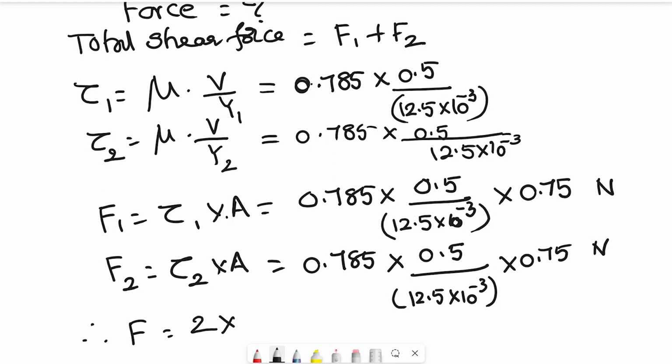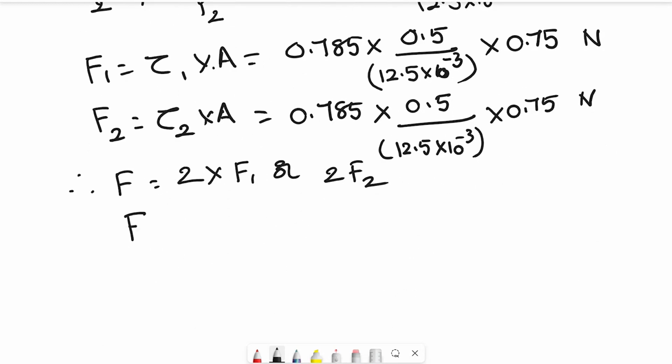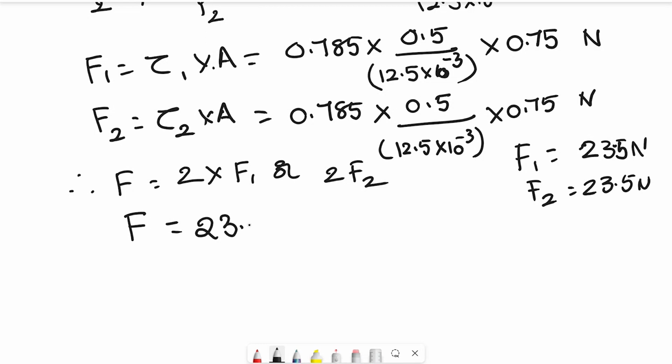So F is almost this and this are the same. It is nothing but 2 times F1 or 2 times F2. If you calculate this, F1 will be equal to 23.5 newtons, and F2 is also equal to 23.5 newtons. So F is equal to 23.5 plus 23.5, which is equal to 47 newtons.